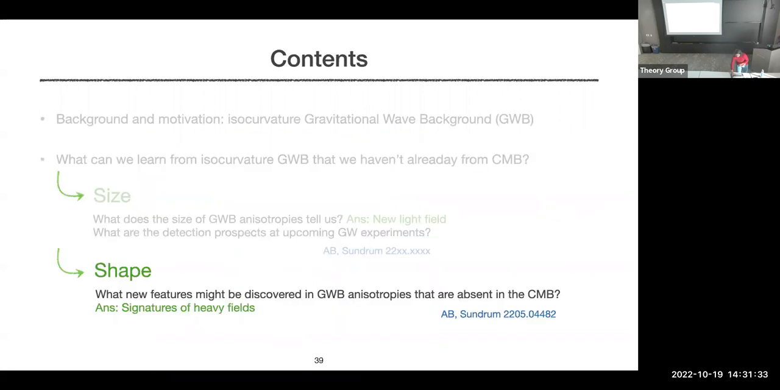Okay, so that was the first part, where we thought about what is the interesting size of these anisotropies and what are the detection prospects.